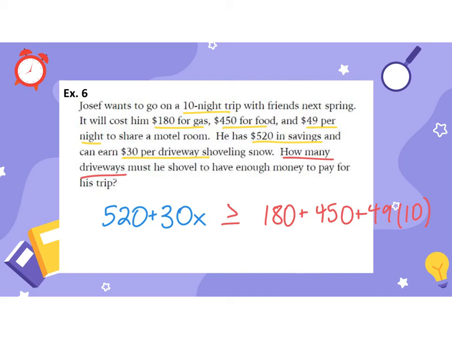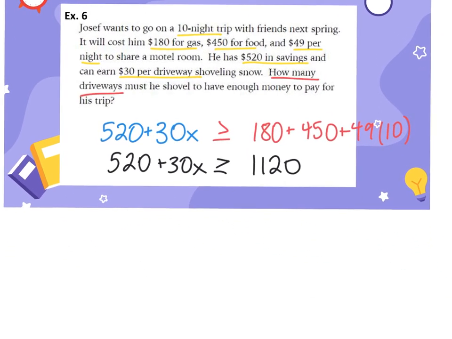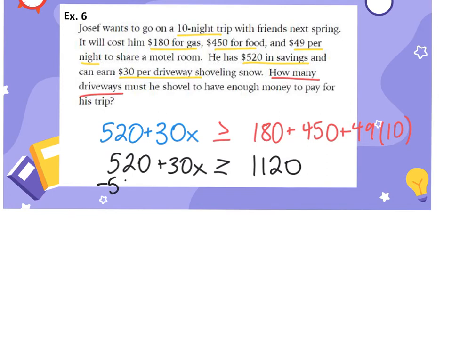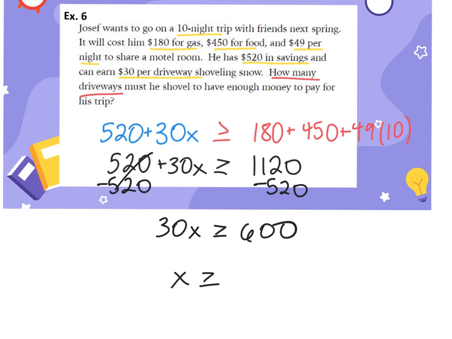Okay, time to solve this one. Right side, what's that simplified to? 1,100. Okay. The left side, I don't have any like terms. Now what? Minus 520. Yep, subtract the 520. 30x is greater than or equal to... And last step, what do you get when you divide by 30? 20 what? Driveways.